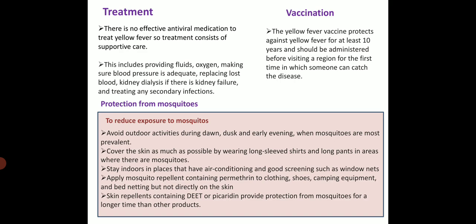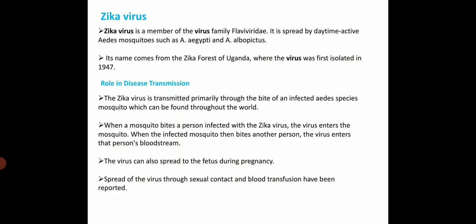Stay indoors in places where you can see good screening. Apply mosquito repellent containing permethrin to clothes, shoes and also bed netting. Next one, skin repellents containing DEET and picaridin provide protection from mosquitoes for a longer time than the other products.